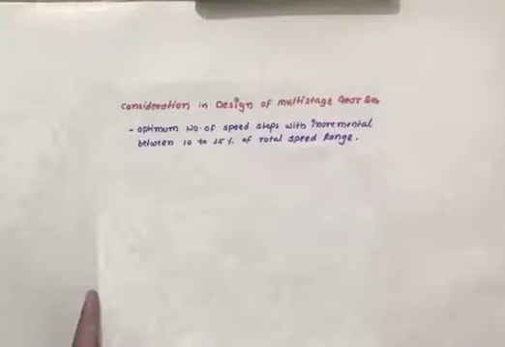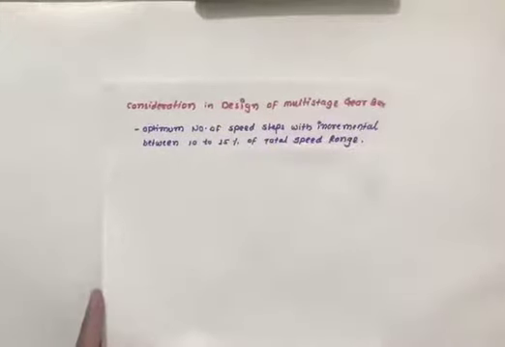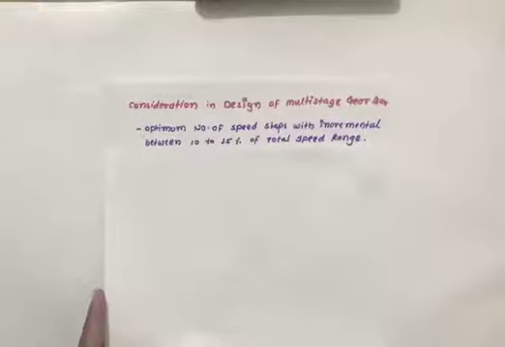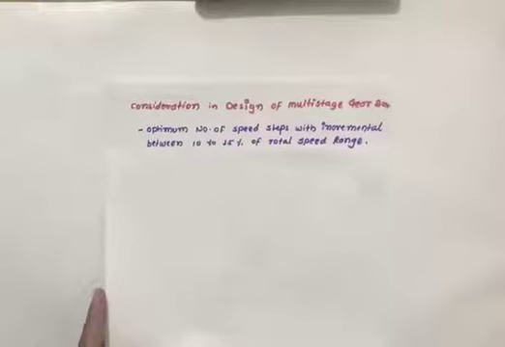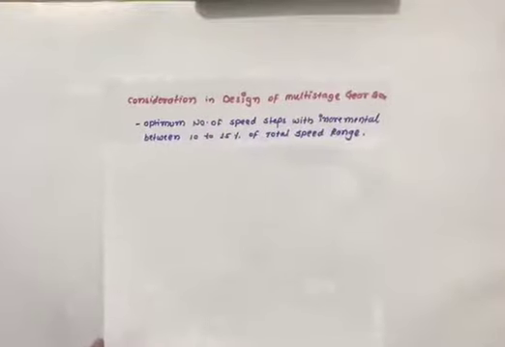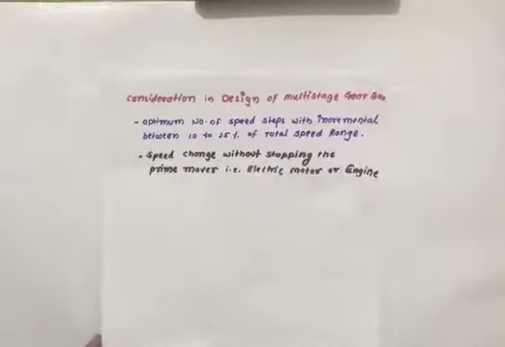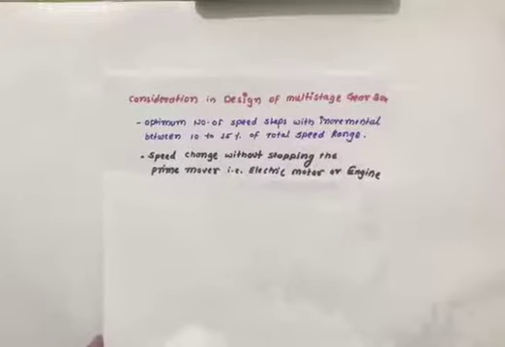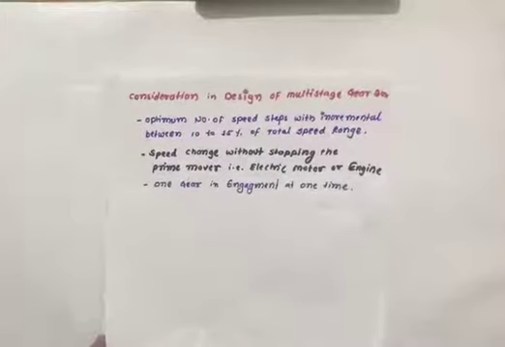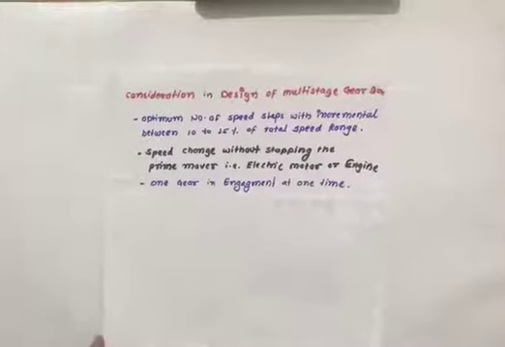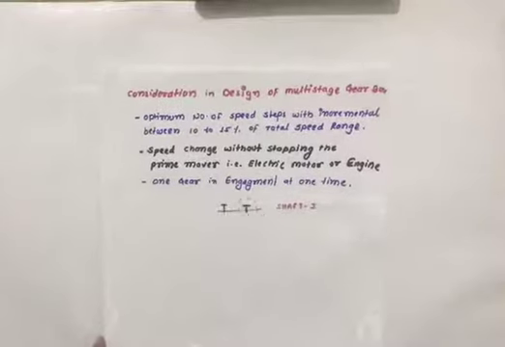So the first consideration is the optimum number of speed steps with incremental between 10 to 15% of total speed range. This is the first design consideration, means your step speed is 10 to 15% of total speed range, N max. Next design consideration is that the speed can be changed without stopping the prime mover, that is IC engine or electric motors.